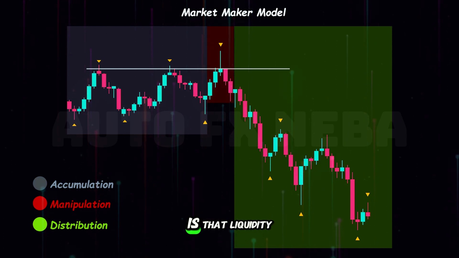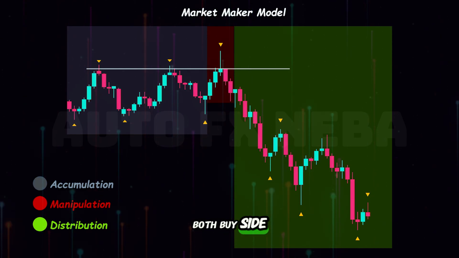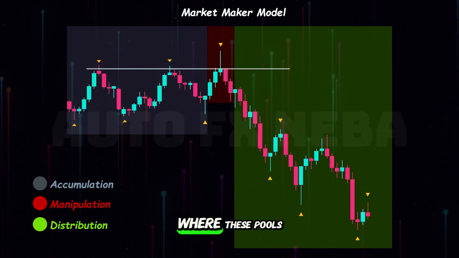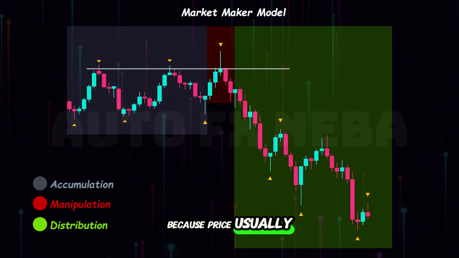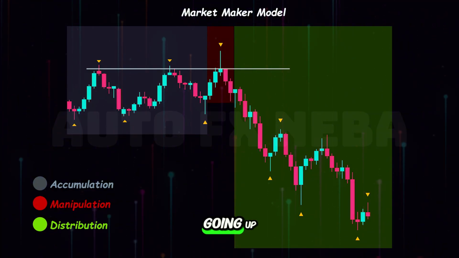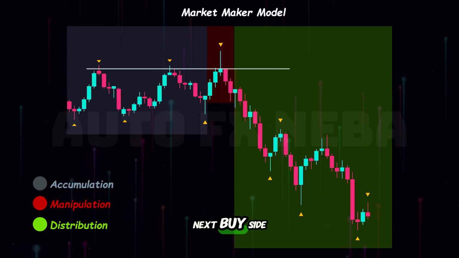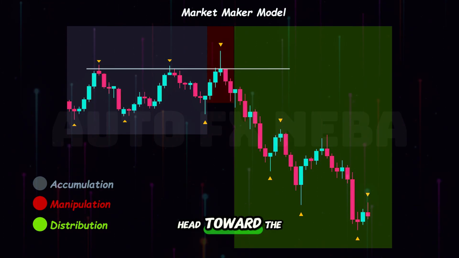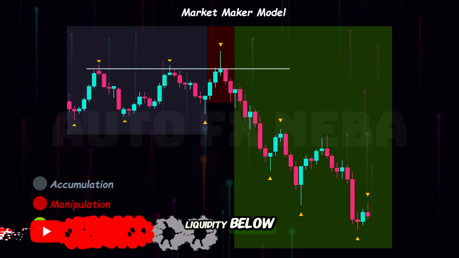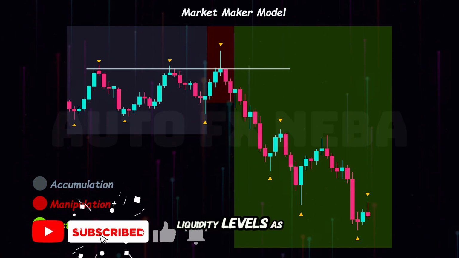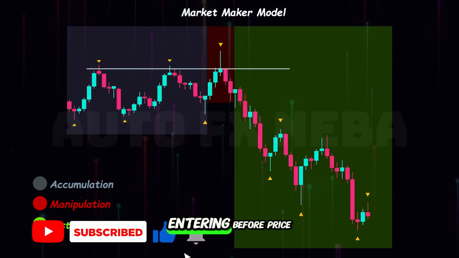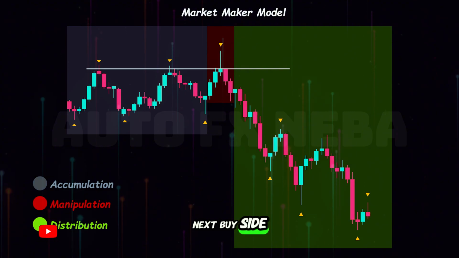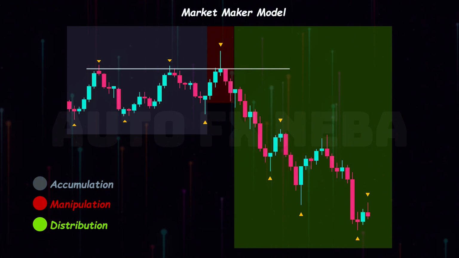The important point is that liquidity pools, both buy-side and sell-side, act like magnets for price. You want to see where these pools are, because price usually moves toward them. If price is going up, it will likely aim for the next buy-side liquidity above. If it's going down, it will likely head toward the next sell-side liquidity below. We use these liquidity levels as targets for our trades, entering before price reaches them, and planning exits around where the next buy-side or sell-side liquidity sits.